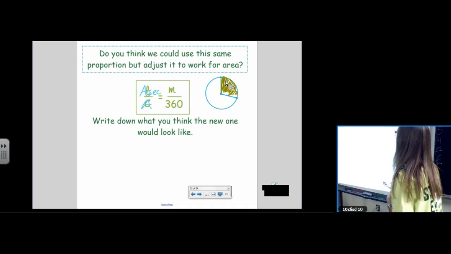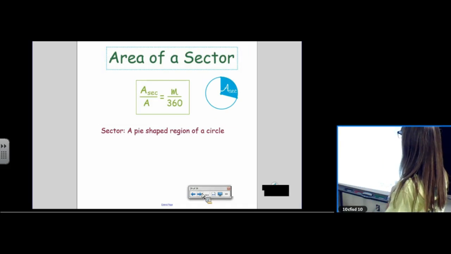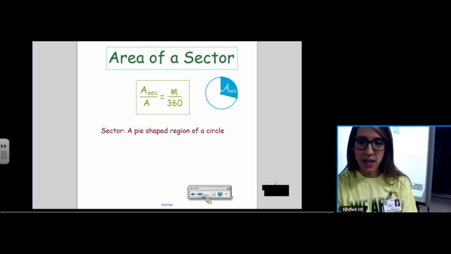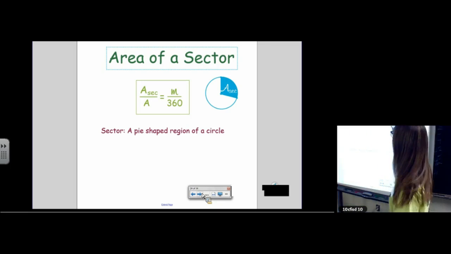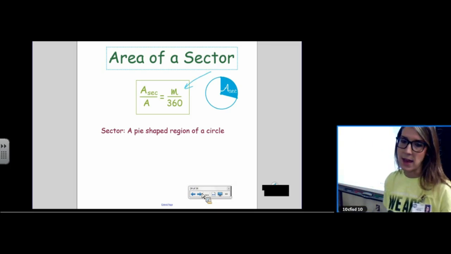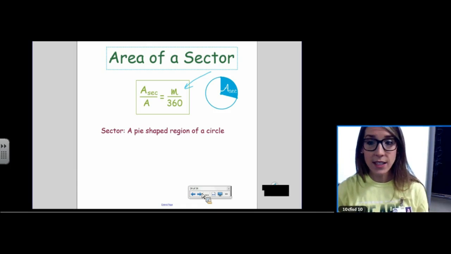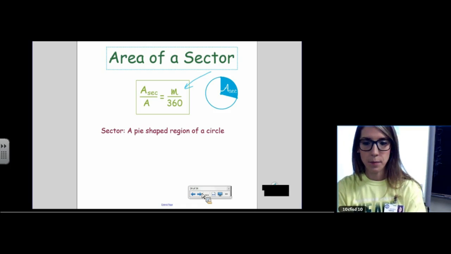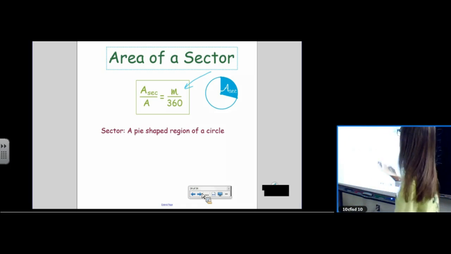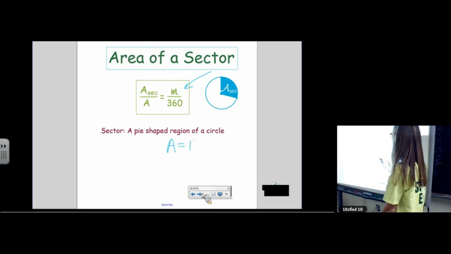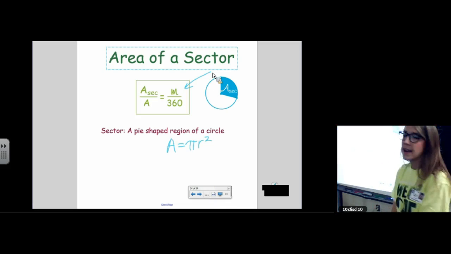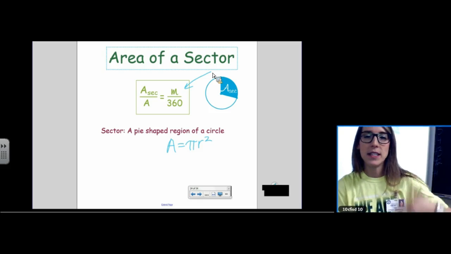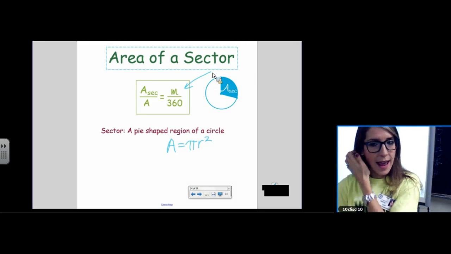So there we go. That's it. That is the formula. Write it down. Area of a sector. A sec over A equals M over 360. This side, of course, did not change a bit. We are still comparing it to the angle out of the total degrees in a circle. Formula for area of a circle, pi r squared. That is on your formula chart. You are not required to memorize that. So you have to memorize the proportion, but you don't have to memorize what A equals.